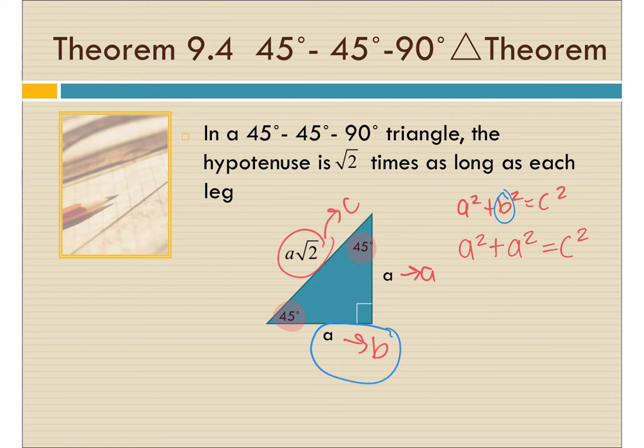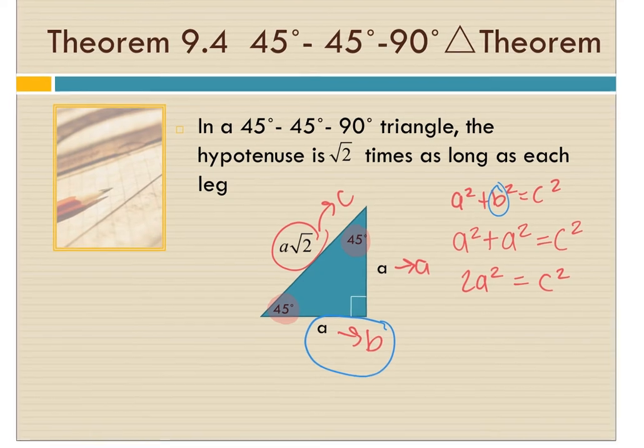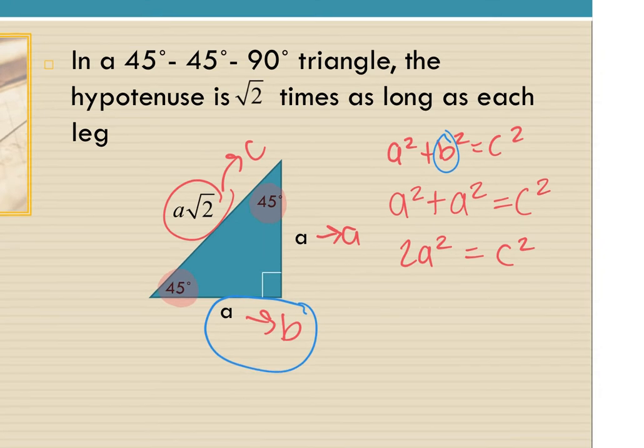We're good? Okay. What is A squared plus A squared, Xavier? It's 2A squared. Do you guys agree with that? Yeah. So we've got 2A squared equals C squared, correct? Now, remember, we're trying to figure out what would the length of our hypotenuse be. So let's try to solve for C. What would you guys do to solve for C here? Mariana? Take the square root of both sides. So take the square root of both sides.